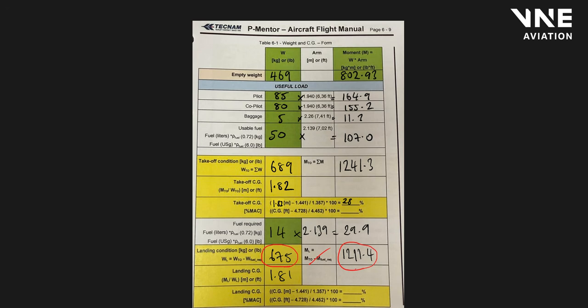And then the last thing we need to calculate is that landing CG in percentage Mach again. So we're going to put that 1.81 in there. We're going to carry out that calculation as it is in the box, and that gives us a landing Mach of 27%. So that's all the information that we need to then put that into the envelope, and we'll find out whether we're in the envelope for the aircraft.